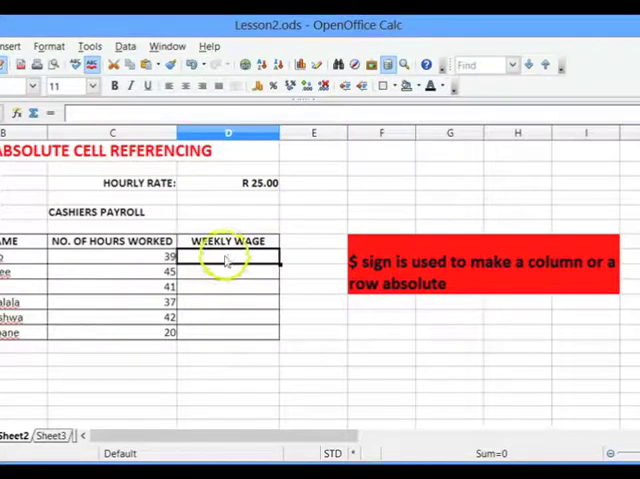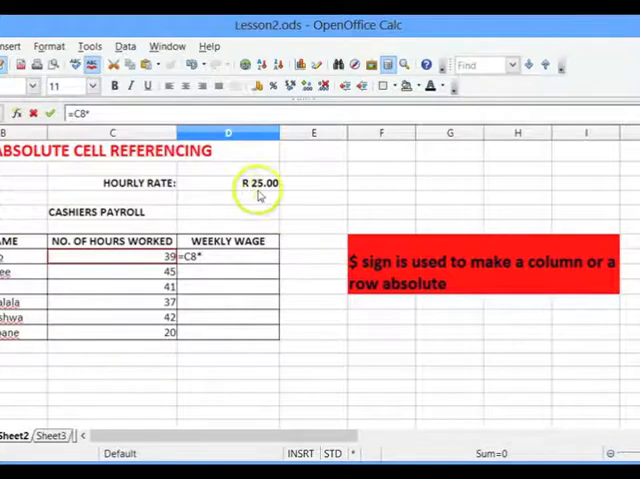So I'm going to type the formula in cell D8 as equal to the number of hours worked is contained in cell C8 times the hourly rate which is contained in cell D3. But the hourly rate is not going to change. It is going to be the same for all the employees.